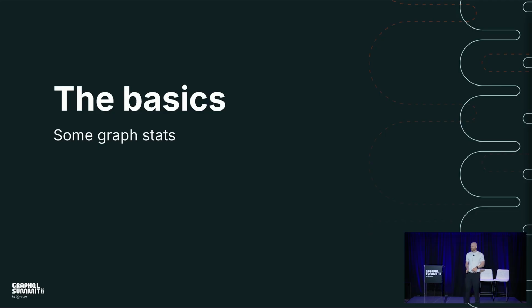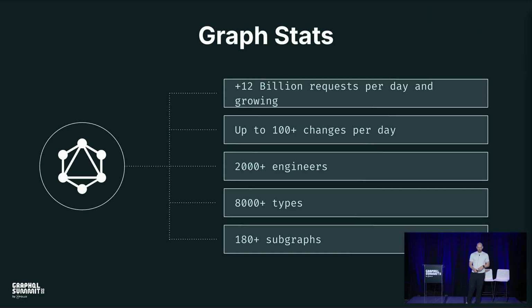So let's dive into our graph. Let's understand a little bit about our scale and what's going on with Booking.com's graph. Currently, this last couple months, we've been doing about 12 billion requests per day. So some quick math, that's about 360 billion requests per month. We do up to 100 changes per day. All this is very much on the high end. Usually it's in the teens, but we do have to support this need. We have over 2,000 engineers that have contributed to the graph in some way in the last year. We have over 8,000 types and 180 subgraphs. So we have a lot of things going on. And on top of the subgraphs, we also have about 160-70 client micro front ends that access us, and that's excluding apps like iOS and Android.